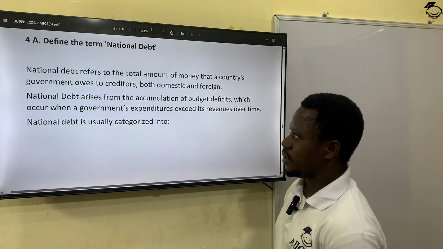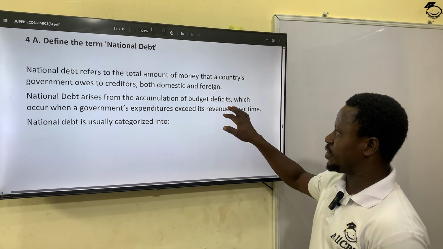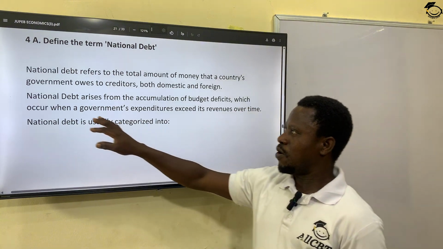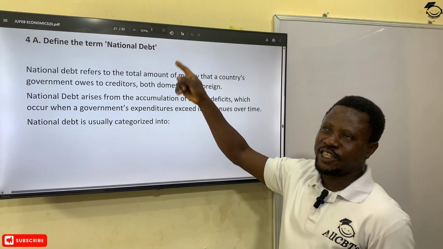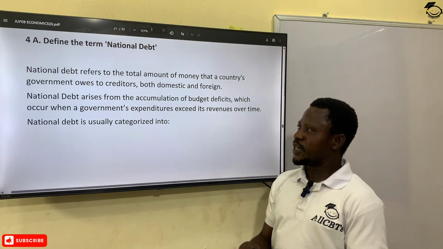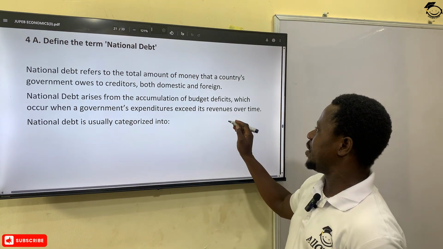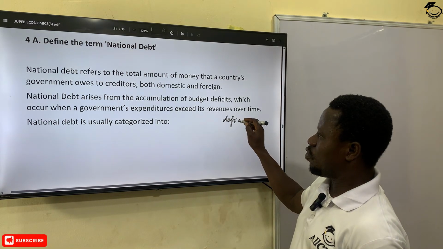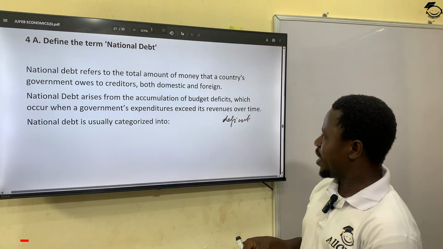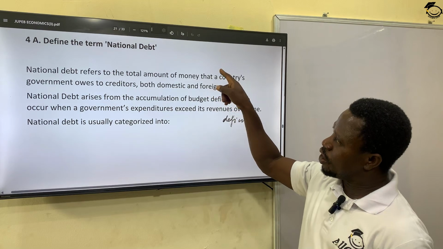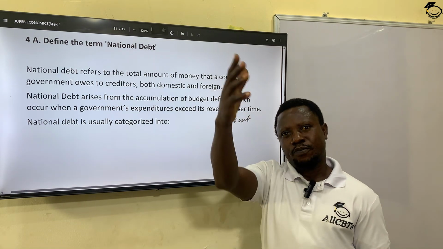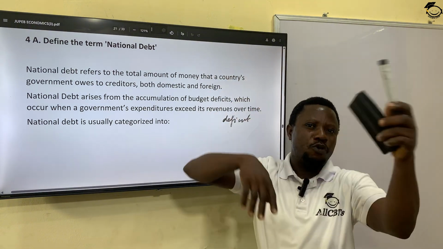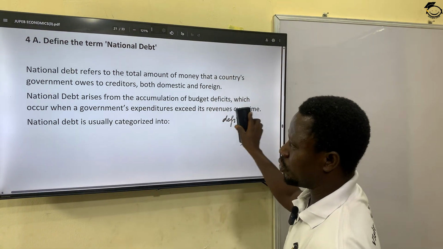National debt arises from the accumulation of budget deficits, which occur when government expenditure exceeds its revenue over time. This is what I explained in number 3. When we continually experience deficit budgets over time, our equilibrium income will fall. And as it falls, we will need more money to carry out our projects. By so doing, we start borrowing money. Okay, we run into debt.